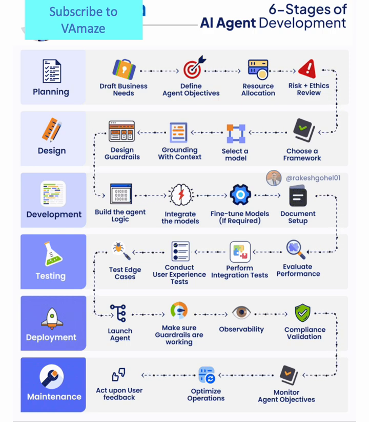Stage 2: Design, architecture for reliability. The design stage transforms your planning insights into a concrete architectural blueprint that balances capability with safety.